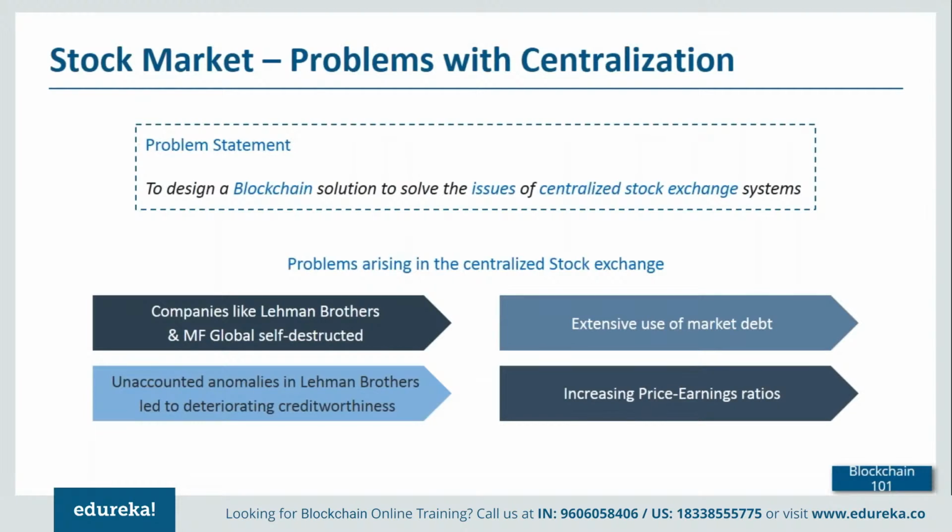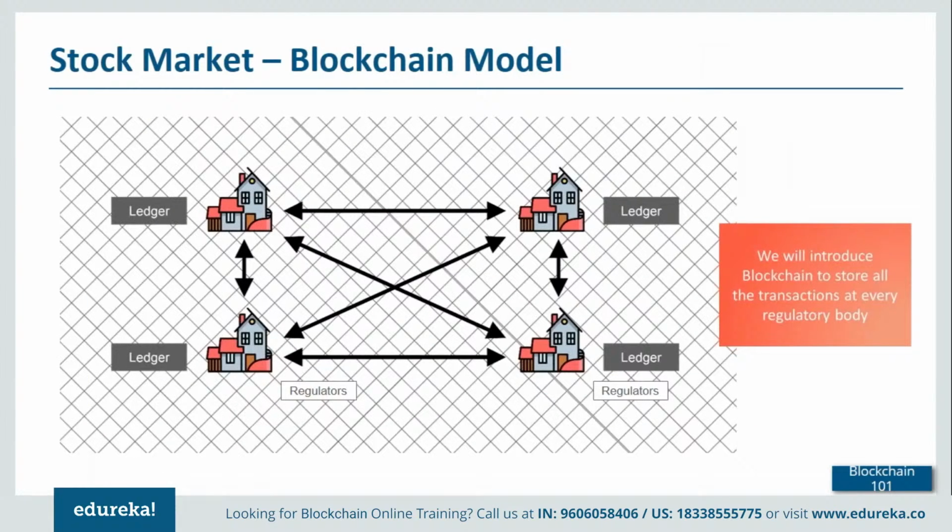Apart from that, the extensive use of market depth is one major concern. Increasing price to earnings ratio is also another major concern, because all this is completely governed by the central stock exchange. So what we're going to do is introduce a blockchain that stores all the transactions made by these regulators, and this ledger would completely be visible to everyone.